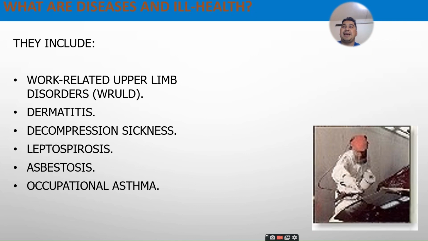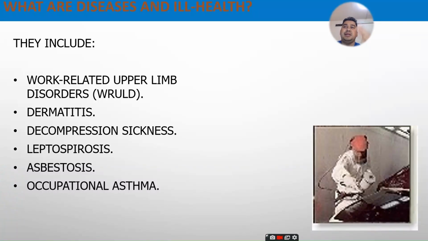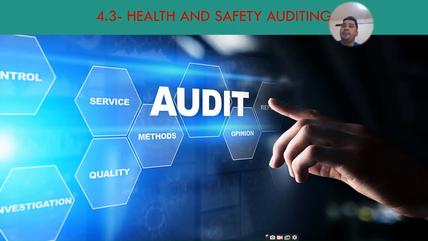Now, what are the diseases and ill health? They include work-related upper limb disorder, dermatitis, decompression sickness, leptospirosis, asbestosis, occupational asthma. So these are the diseases and ill health conditions that should be reported also.